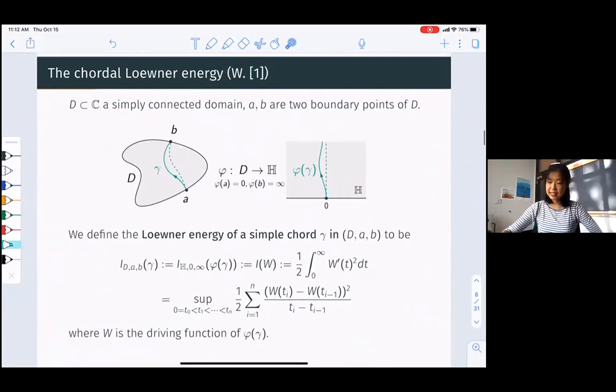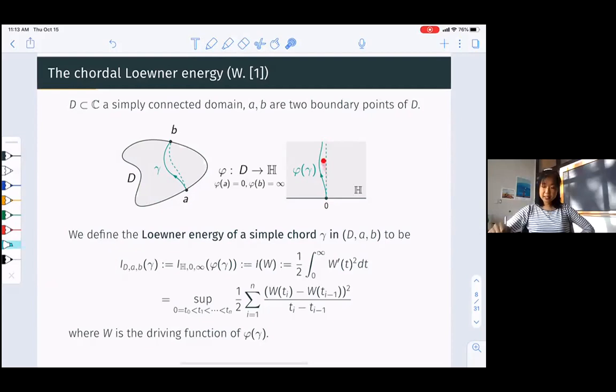All right, now let us introduce, on the finite energy side, our first player. It's called the Loewner energy. It is defined as follows. If you have a simply connected domain D and two boundary points A and B, you can find the conformal map from D to the upper half plane, sending A to 0, B to infinity, and gamma, a simple chord, to a chord inside the upper half plane. And we just define the Loewner energy of gamma inside the domain D from A to B to be the Dirichlet energy of the driving function of its image.